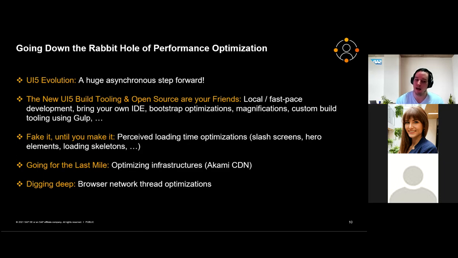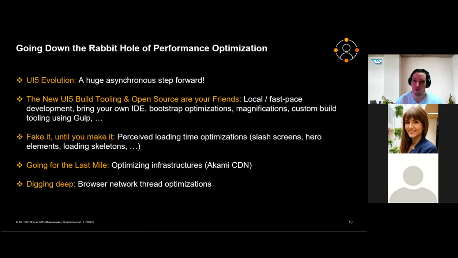Going for the last mile and digging deep are essentially also saying, yeah, I mean, it's like for every IT project, essentially, hitting the 80-90% mark in terms of optimization can be achieved pretty quickly. I guarantee you, if you are switching to the latest Open UI5 release, if you are switching to these new SAP UI5 evolution releases, you will immediately see a performance improvement of your website without doing any optimization at all.